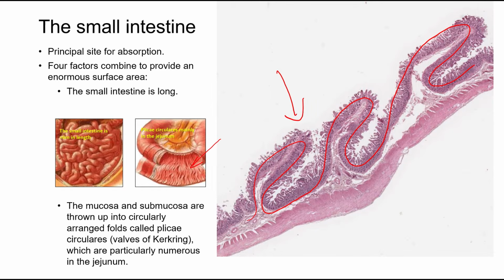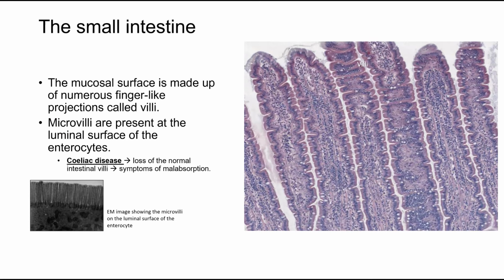Don't confuse them with the villi. These are the villi on top of them, and the villi are folds of the mucosa, but the circular folds are folds of mucosa and submucosa. These are the villi. This is the third factor that increases the surface area for absorption. So these are villi. They are folds of mucosa. You can see here they have a core of lamina propria, and they are covered by epithelium, simple columnar epithelium. On their luminal surface, they are characterized by multiple finger-like projections.